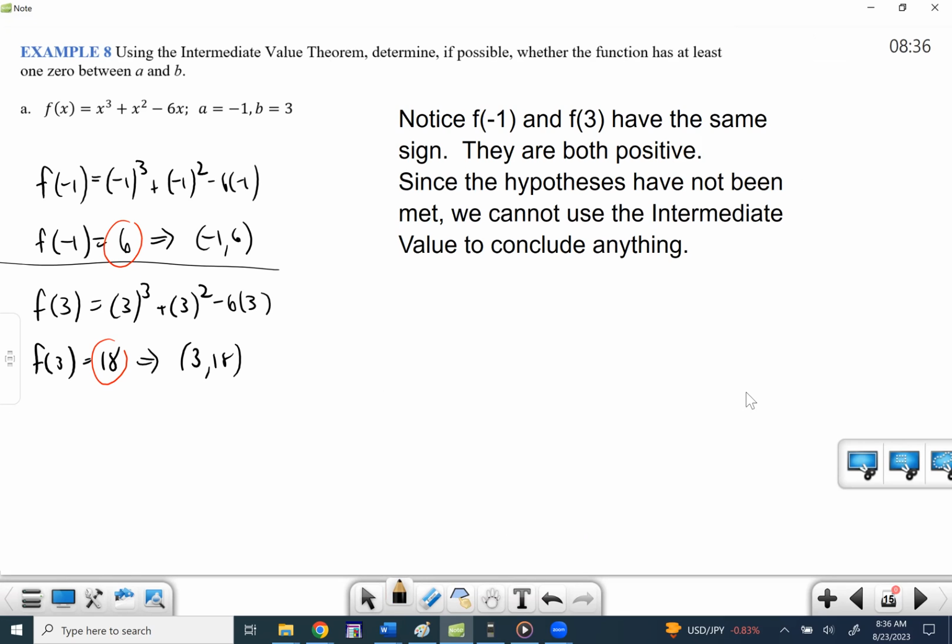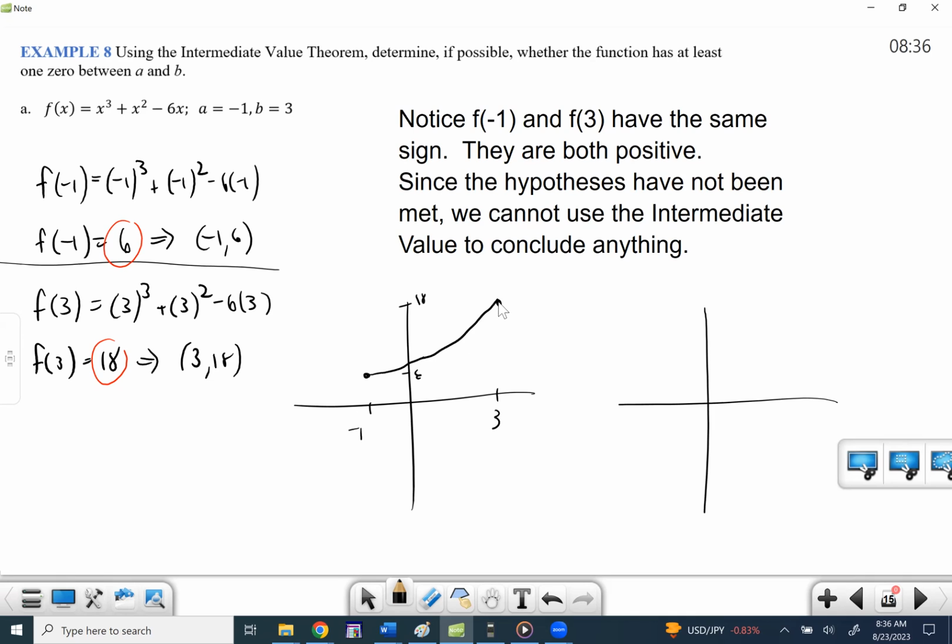Okay, so we've got -1 and 3. Let me give you a couple examples of things that could happen. So let's say this is -1, and let's say that this is 3. Well, they both ended up being positive. This one goes through 6, and then this one is 18. Now, we can't say that it does or doesn't, because maybe it just goes straight there, and I don't have a zero. I never cross the x-axis, so no zeros.